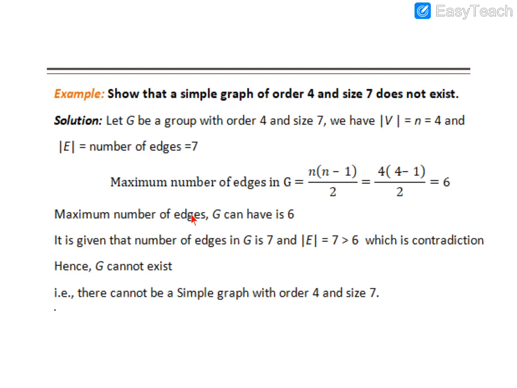Therefore the maximum number of edges in a graph G is 6, but it is given that the number of edges in graph G is 7, and 7 is greater than 6, which is a contradiction to our supposition and our theorem. Therefore G cannot exist. That is, there cannot be a simple graph with order 4 and size 7.